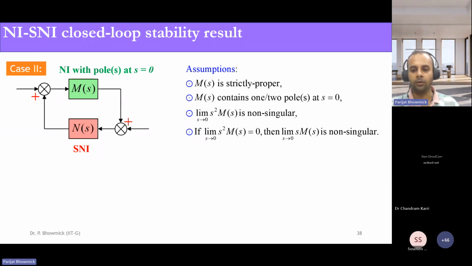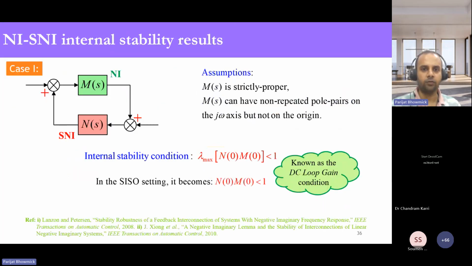Here, of course, you might argue, sir, we have already understood one case, the first case. Why can't the second case, which I'm just about to start, be accommodated by the first one? Because here the stability condition is M0 into N0 less than 1, so N(0) or M(0) must exist. If you have a transfer function having a pole at the origin, say 1/S or 1/S², what will happen if you put S equals 0? It will become undefined or infinity. So for systems having poles at the origin, the zero frequency gain is not defined.